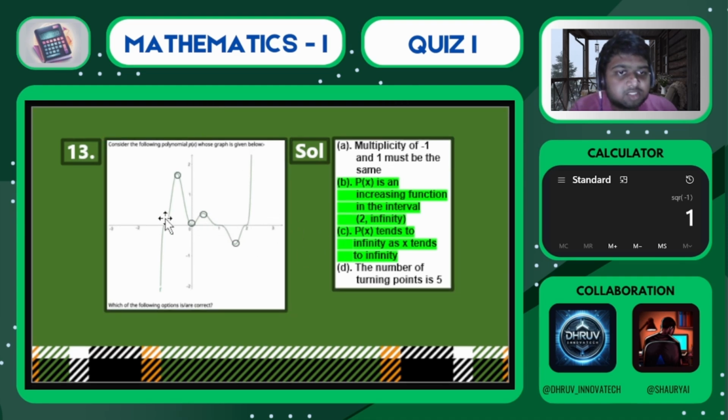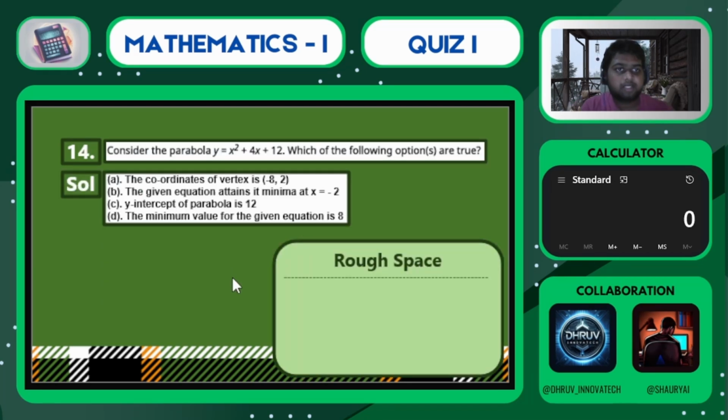These are not turning points. The reason is that the graph doesn't change its direction. It just becomes flat and then follows the same direction as before. That's why only 4 turning points are there. So the option D is wrong. Okay guys, moving forward to the next question.